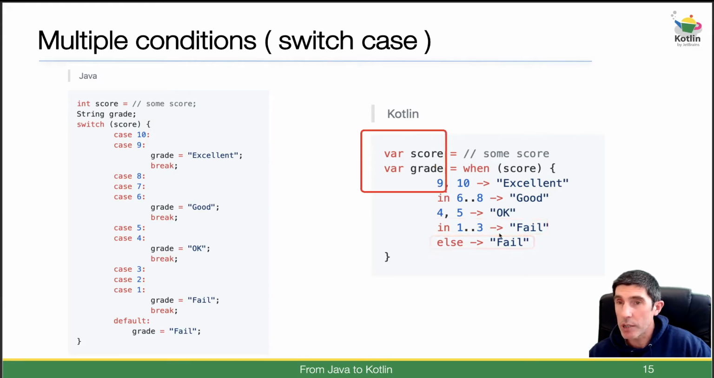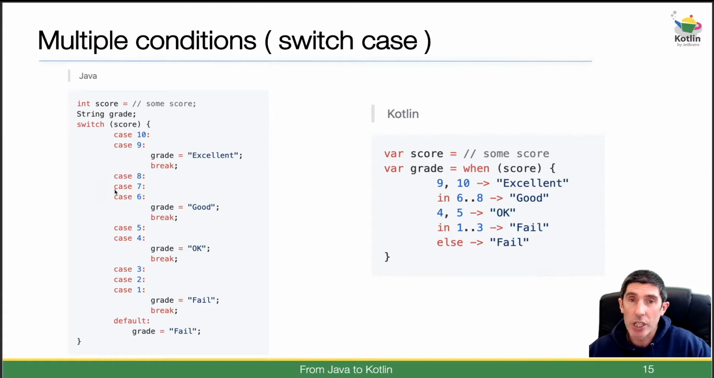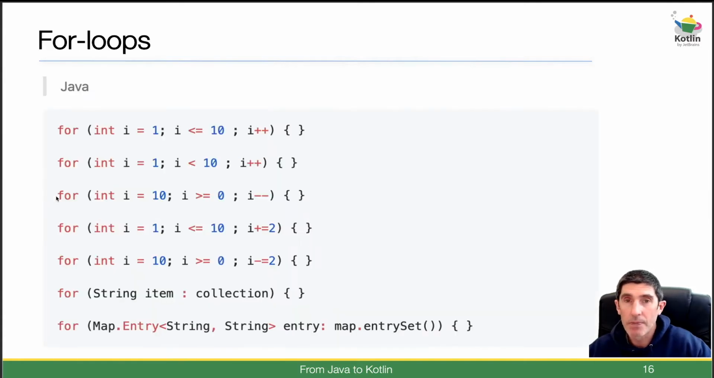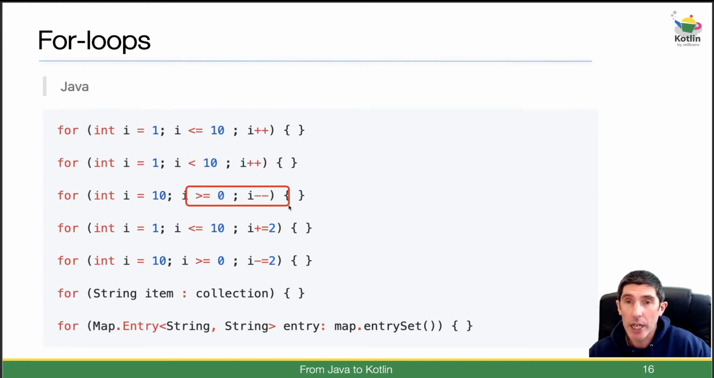So much more concise, a lot tidier than the Java traditional switch statement. Okay. For loops again in Java, we're all kind of familiar with this. We have our i assigned 1 and our i less than 10, and we're incrementing by 1, just doing a less than comparison. Here we can go the other way, decrement, i minus minus. We can do different jumps, jump up in 2s or come down in 2s.